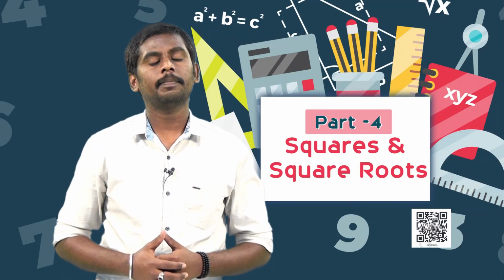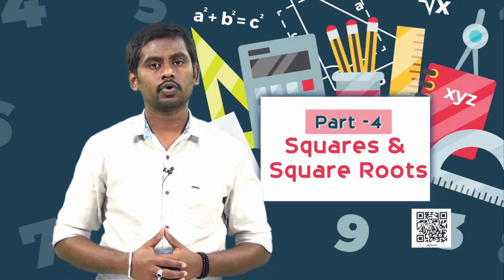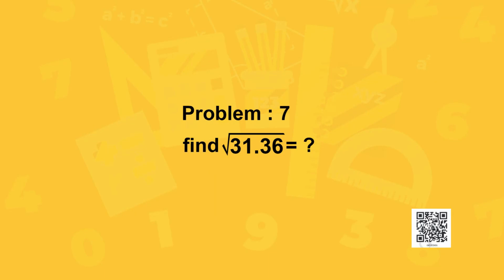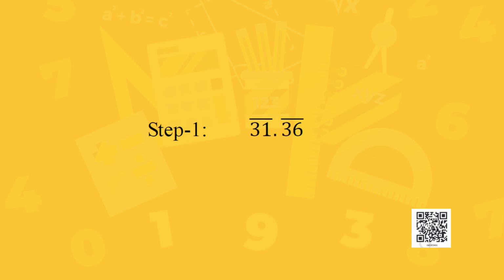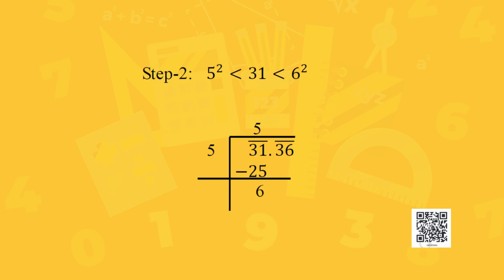So let's try to take up another example and try to find out its square root. Now let's try to find the square root of 31.36. As step 1, let us put bars on the integral part first, so a bar on 31 and for the decimal part a bar on 36. As step 2, we know that 31 lies between 5 square and 6 square, so we consider 5 as a divisor. Now 5 divides 31 five times, leaving the remainder 6.